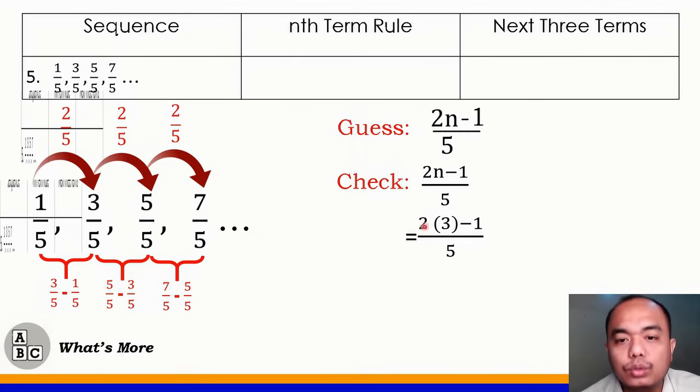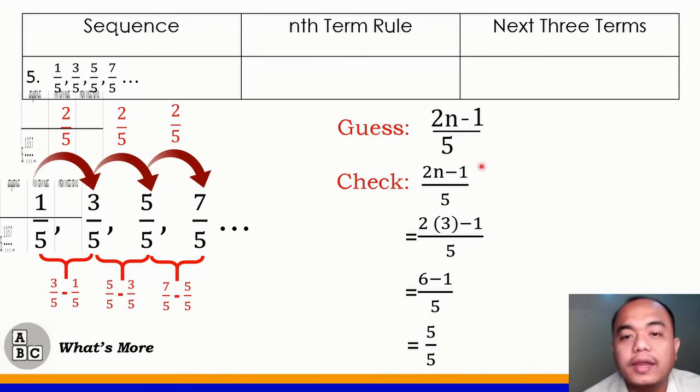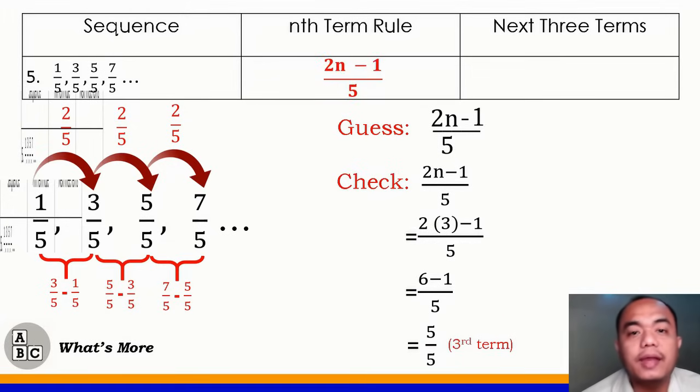So let's have first 2 times 3. How much? So that's 6. Okay? So 6 minus 1 equals 5. So we have 5/5. So our guess here, which is 2n minus 1 over 5, is correct. Okay? So we get the third term, and then we have the nth term here, 2n minus 1 divided by 5.